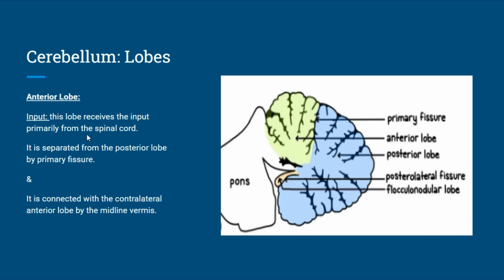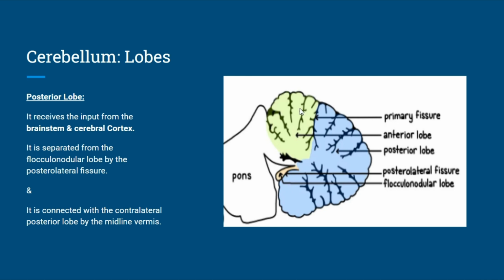The anterior lobe receives input primarily from the spinal cord, and it is separated from the posterior lobe by the primary fissure. The primary fissure is right here, and it is connected with the contralateral anterior lobe by the midline vermis. If you look from the anterior, you're going to see a vermis in the midline. We have seen that in the different zones that we studied in the slides before.